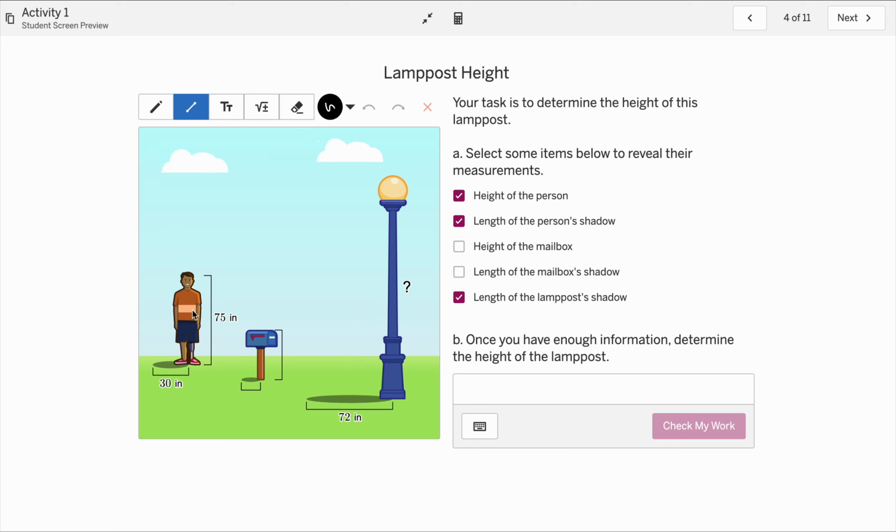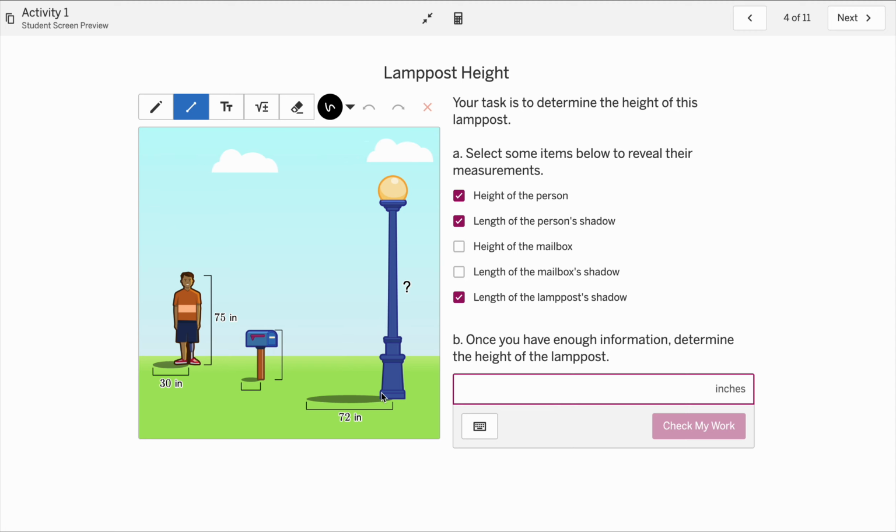So I'm going to pay attention to the relationship I see between 75 and 30. I know that 30 times 2 is 60, and I know that 30 times 1/2 is 15. 60 plus 15 is 75. So then 30 times 2.5 is 75. So I'm going to take 72 and multiply that by 2.5. 72 times 2.5 is going to be, let's see, 72 times 2 is going to be 148. Half of 72 is 36. So 148 plus 36.